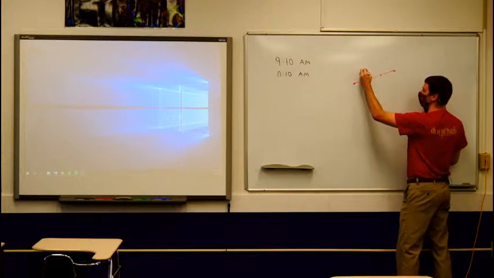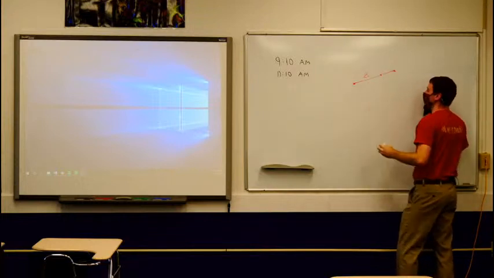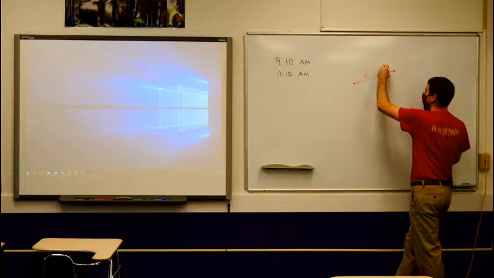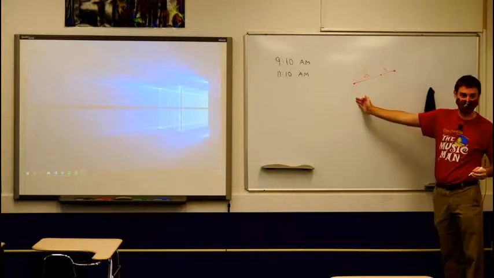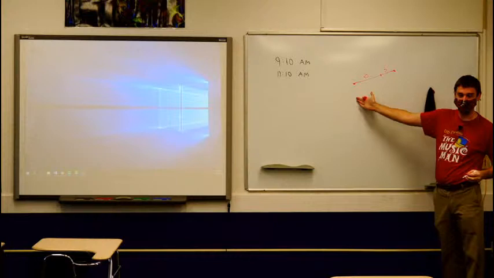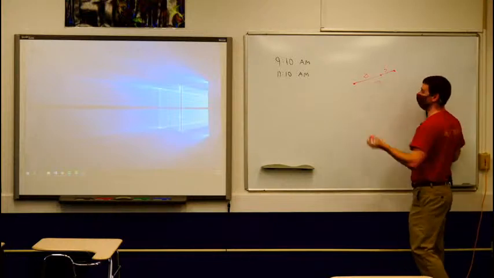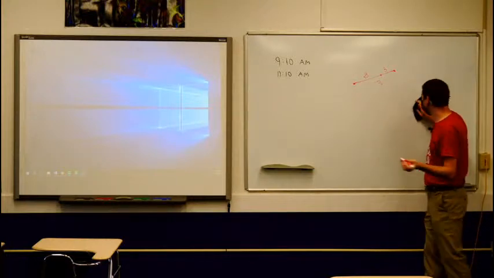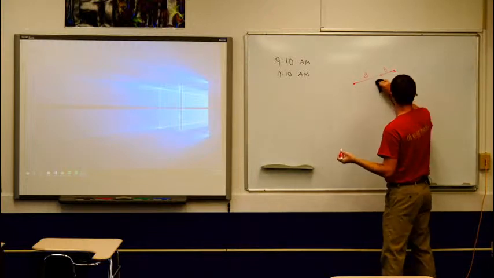If I tell you this piece from here to here is 8, and I tell you this piece from here to here is 5, what's the entire length going to be? 13, 8 and 5.